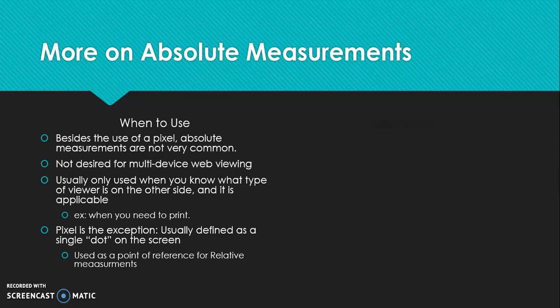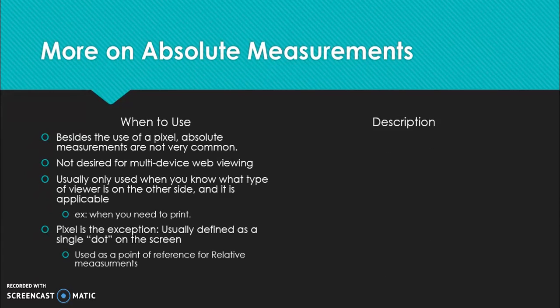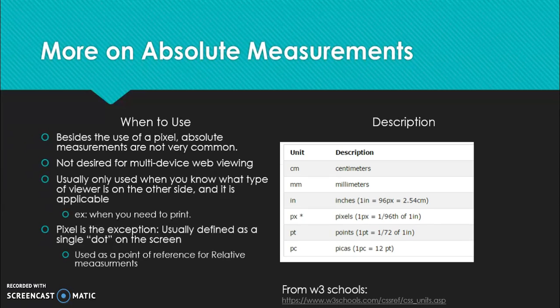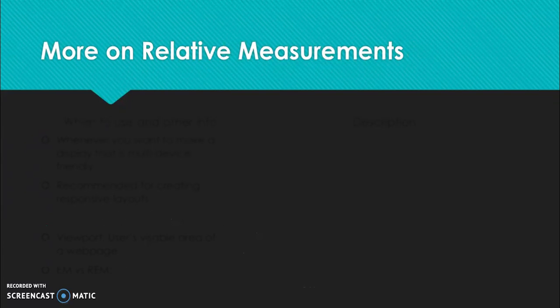The pixel is the main exception to the rule of absolute measurements not being very commonly used, mostly because it is used as a point of reference for relative measurement. And so next, the description and the units that we have over here, these are the most commonly used absolute measurements. So centimeters, millimeters, inches, pixels, points and picas. Obviously, the pixel is the most common.